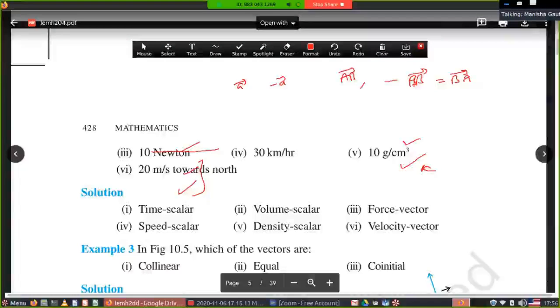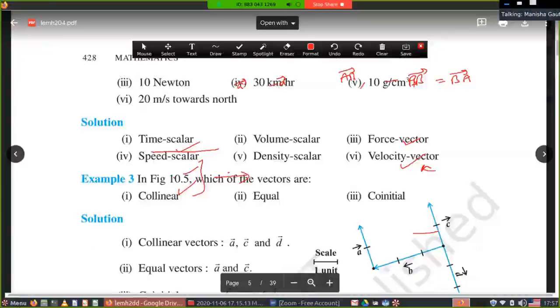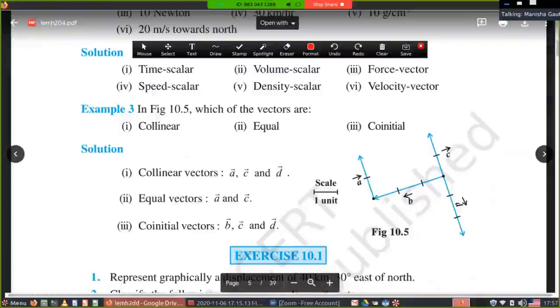And the next one is velocity: meter per second towards the north. Direction is given, and it is a velocity, and velocity is a vector quantity. So in the 1 mark questions, you have to just identify whether the given quantity is a scalar quantity or a vector quantity, or collinear vectors, equal vectors, and co-initial vectors. You can check by using the definition.